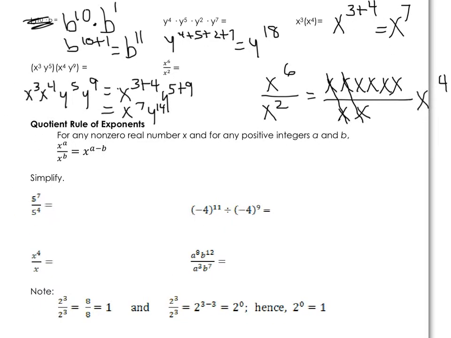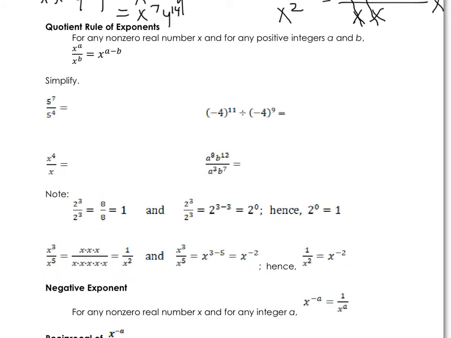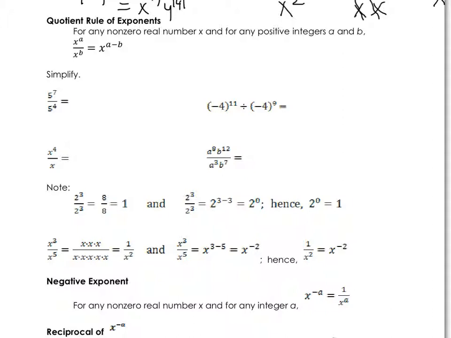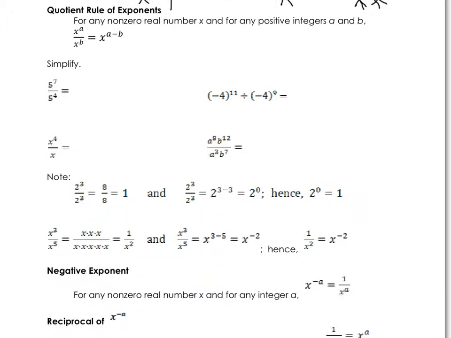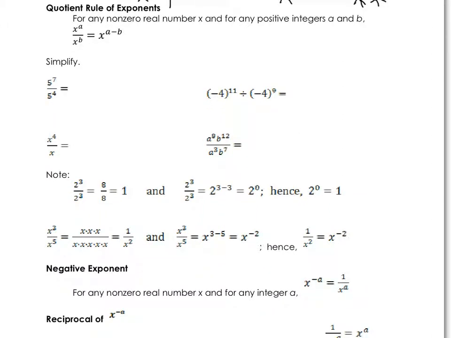So is that always true? If you have a quotient and the bases are the same, can you subtract the exponents? Yes. X to the a over x to the b equals x to the a minus b. So when you're dividing, if the bases are the same, you can subtract the exponents. 5 to the 7th over 5 to the 4th is 5 to the 7 minus 4, 5 to the 3rd power.